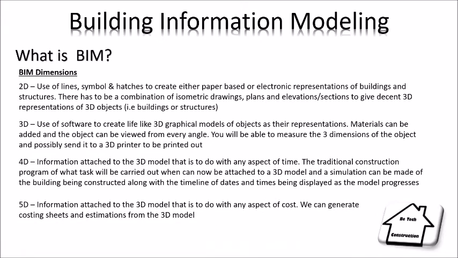And in the same way, 5D is information that's attached to a 3D model that has anything to do with any aspect of cost. So we can generate costing sheets and estimations for the 3D model. So if I click on that smoke detector again, and I'm given the price of that smoke detector, I'm told how much one unit costs, then that would be considered 5D information. There might be some information about how much it costs to install, which would be considered 5D information. And likewise, we can generate things like costing sheets and estimations right out of the 3D model.